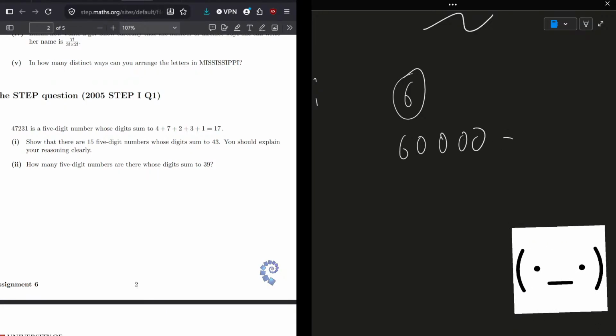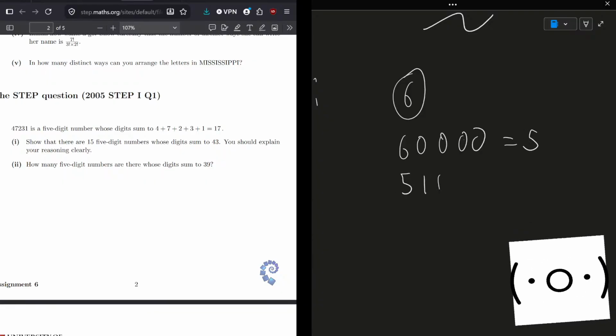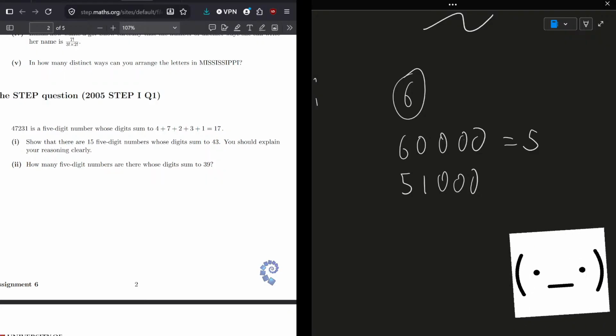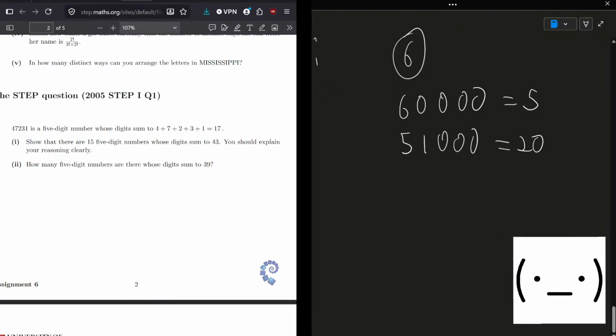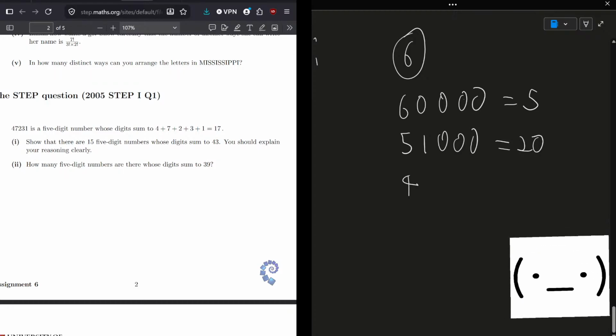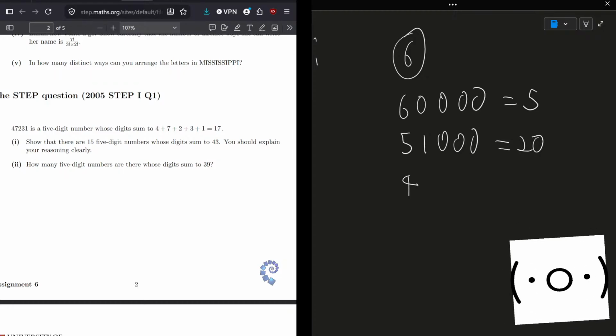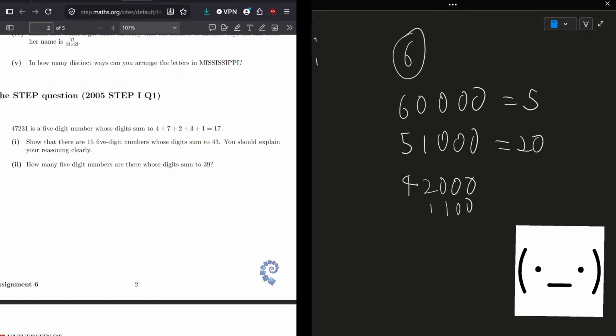Great. So first of all, let's clearly write this as 5. And so the next option is 51000. And of course, there are four places to put the 1, and then there's 5 places to put the 5, so this ends up being 20. Next is 4. So for 4 we have 2 options. We've got 1, 1, or we've got 2. So it could either be 42000 or 41100.